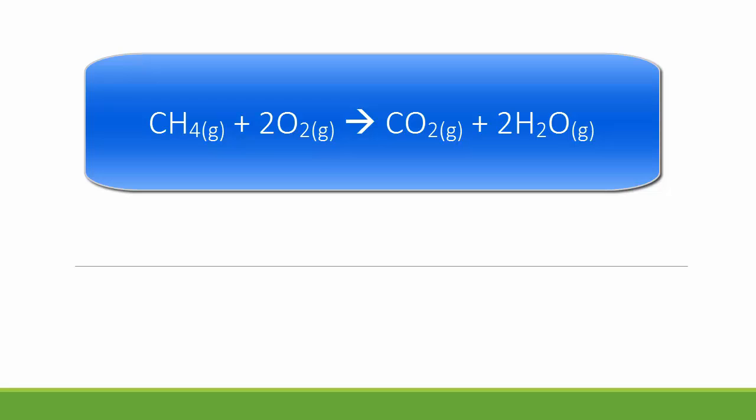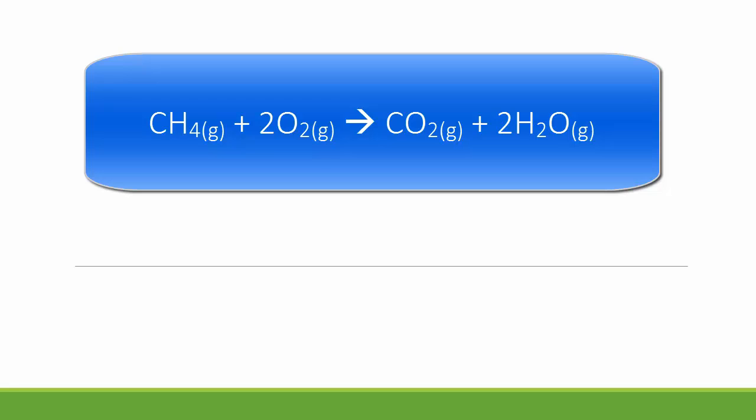So if the perfect recipe for 1 molecule of carbon dioxide and 2 molecules of water vapor is to combine 1 molecule of methane and 2 molecules of oxygen, if that's the perfect recipe, what would happen if I combined 2 molecules of methane and 4 molecules of oxygen? Any guesses?